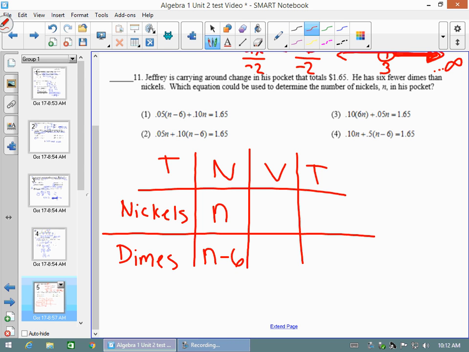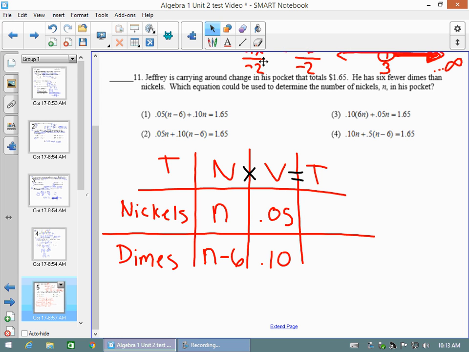Value, you're just going to fill in: nickels are 5 cents and dimes are 10 cents. And then to get our total column, remember we want to do our number times our value, and that's how we're going to get our total. So our total column is going to be 0.05n, and then our bottom one is going to be 0.10 times that number, which was n minus 6.